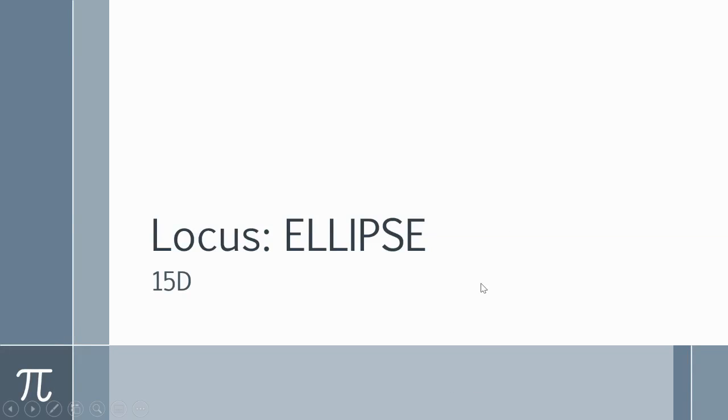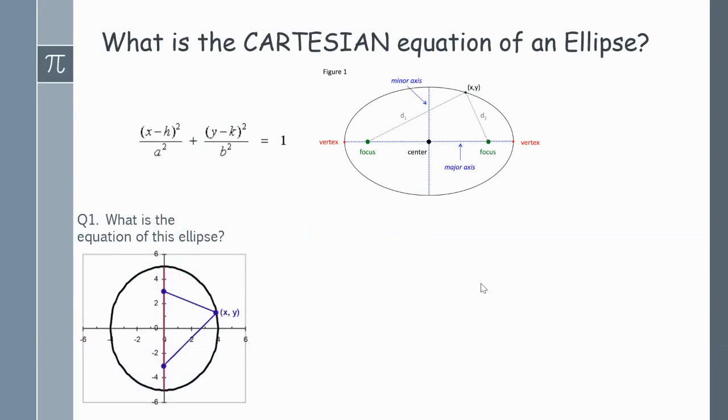15D is all about the locus which forms the shape of an ellipse. So know that the Cartesian equation of an ellipse looks like x minus h squared over a squared plus y minus k squared over b squared, and that's all equal to 1. H and k will give us the center point of the ellipse. A kind of gives us, I guess, the length of the horizontal radius in a sense.